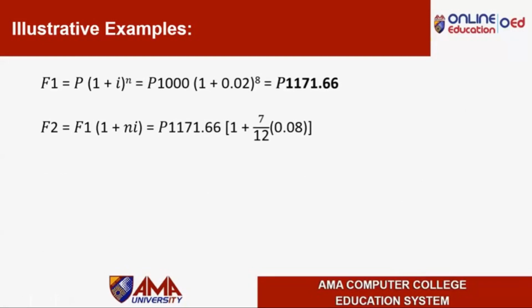Now for F2, our formula is equal to F1 multiplied by 1 plus N multiplied by I, is equal to our F1, 1,171.66 multiplied by 1 plus our N, which is 7 over 12, multiplied by 8%. So the answer is our F2 is equal to 1,226.34.